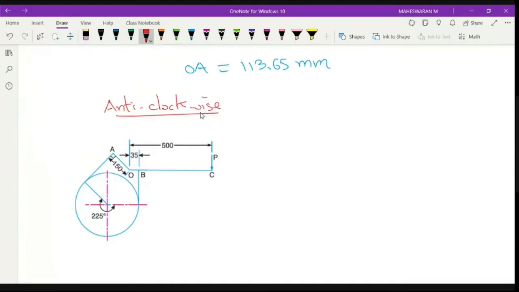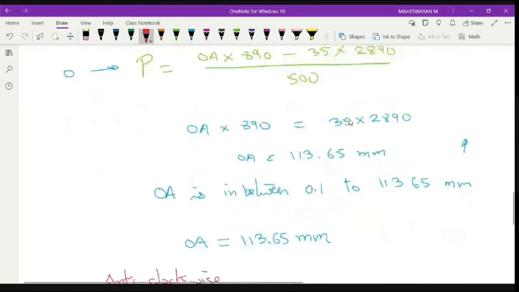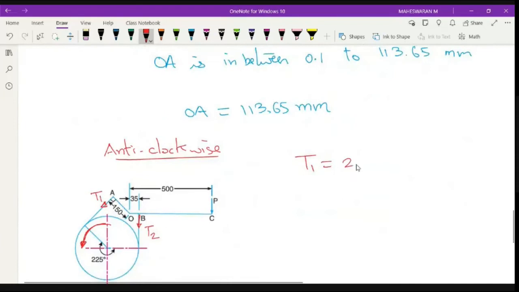It is rotating in anti-clockwise, which means the rotation is like this. This will be T1 and this will be T2. Already we identified the values of T1 and T2. T1 is 2890 and T2 is 890. We know that, so we are going to substitute it.